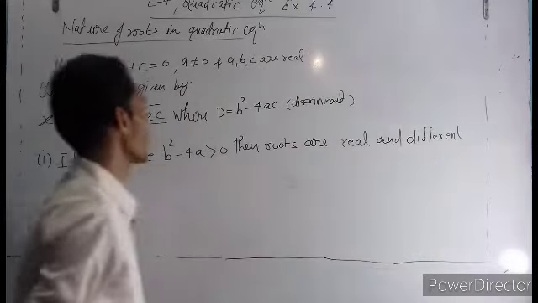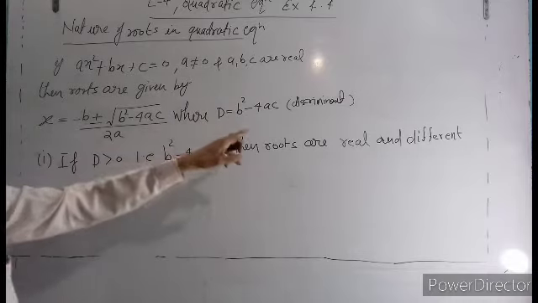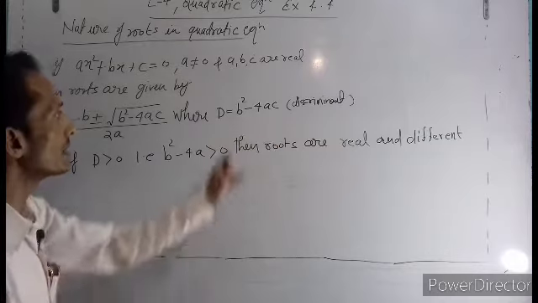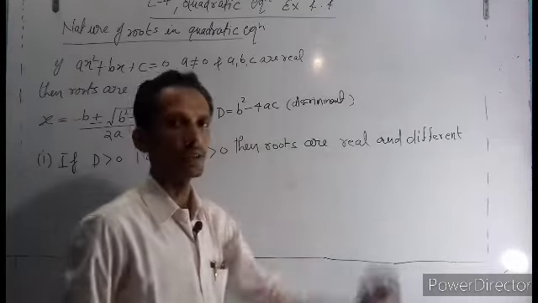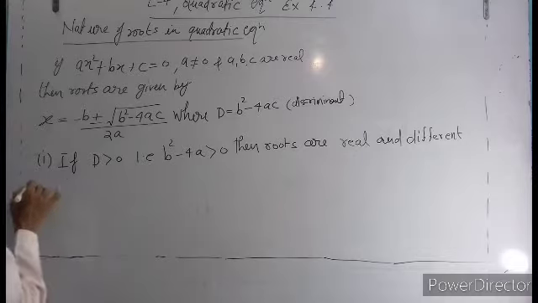Okay, first condition. If we find the discriminant by putting the values of a, b, c, suppose that d comes 25. So 25 is a positive real number, hence the roots are real and different.